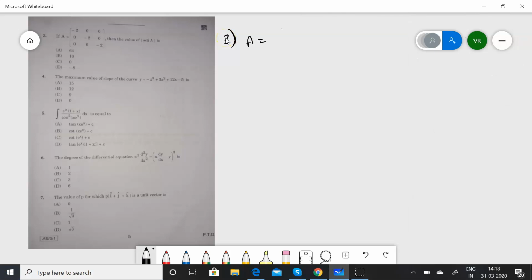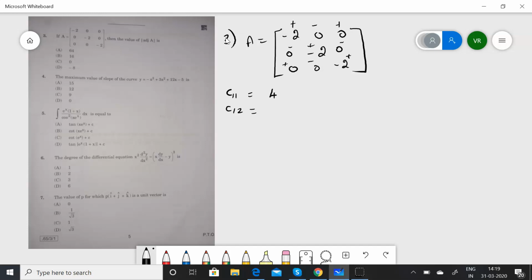Third question, if A equals minus 2, 0, 0, 0, minus 2, 0, and 0, 0, minus 2, what will be the value of the determinant of the adjoint of A? Now let us find the cofactor for each element. C11. So obviously you can make it as plus, minus, plus, minus, plus, minus, plus, minus, and plus. So cofactor for the first row first element is 4.